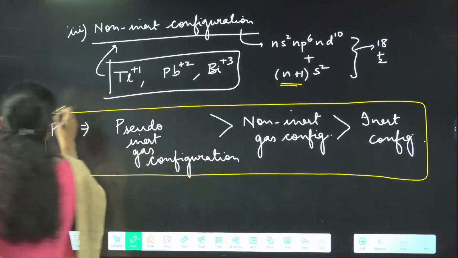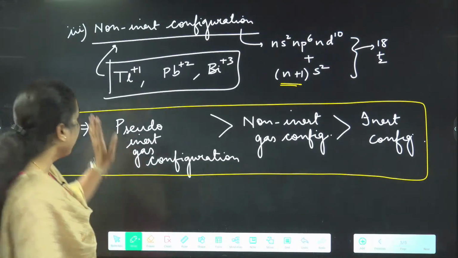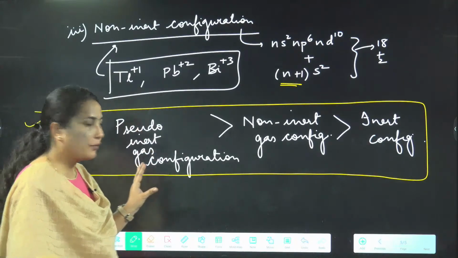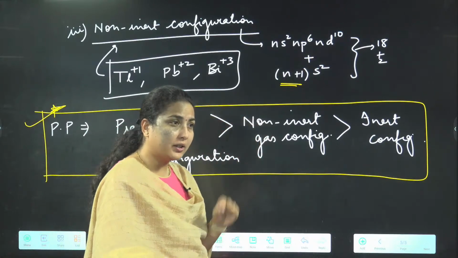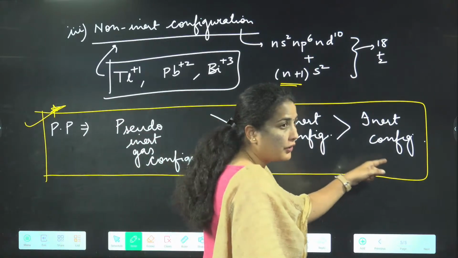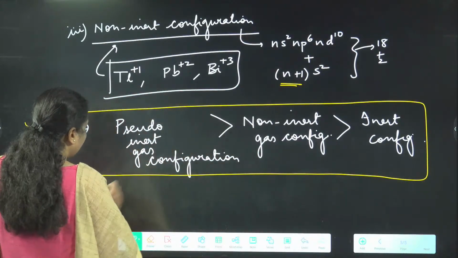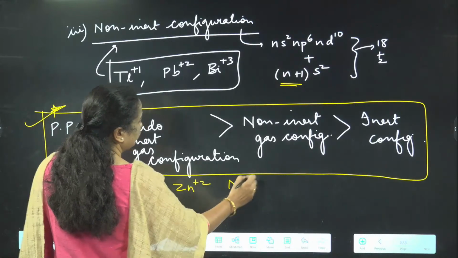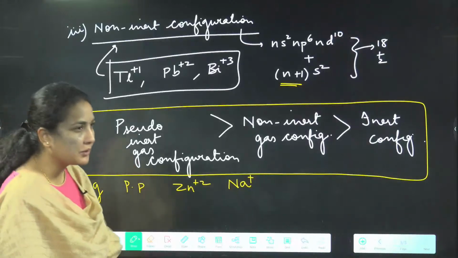Even if you are feeling that something is a little bit difficult, do not worry about it. Just remember, for pseudo-inert gas configuration, what are the cations which have this kind of configuration? Non-inert we have just seen, right? All those which we have already learned in the inert pair effect, and the inert configuration you need not remember, right? So for example, if I ask you the polarizing power of Zn plus 2 and Na plus, you only tell me which one will be more. If it is first, then it is thumbs up.